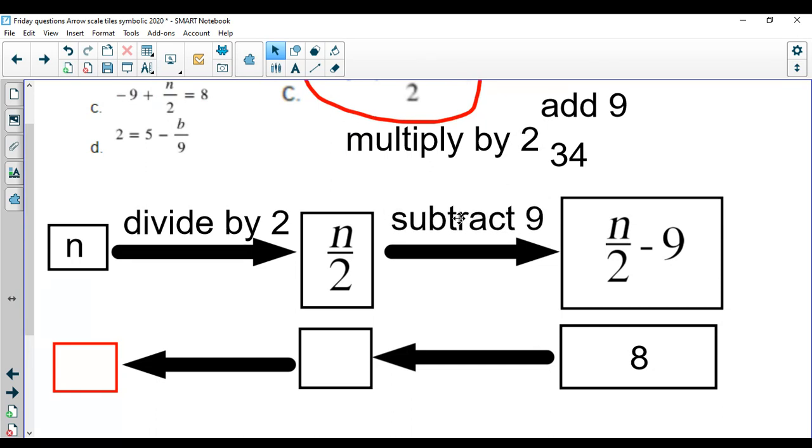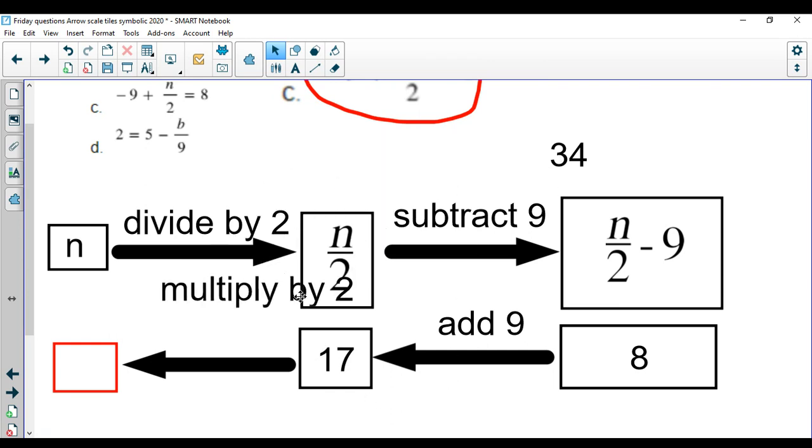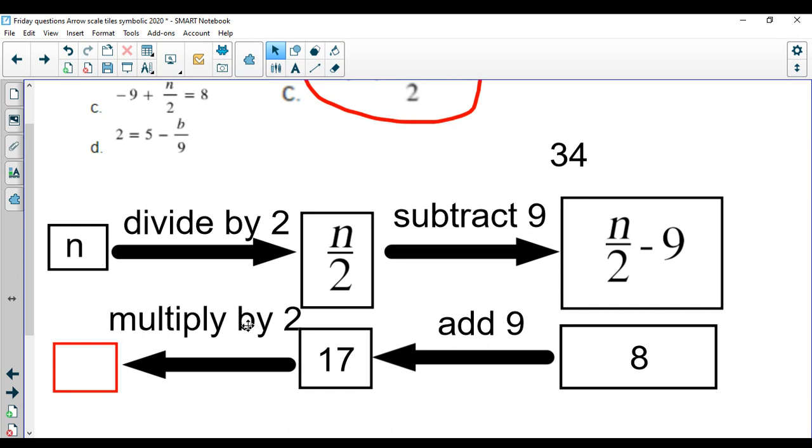Subtract 9. What is the inverse of subtract 9? Add 9. So that's what I'm going to do. I'm going to add 9 to 8. I get 17. Type 17 there. Then what do I do to 17? Multiply by 2. And my final answer, n equals 34. N equals 34 is my final answer. So that's our arrow diagram.